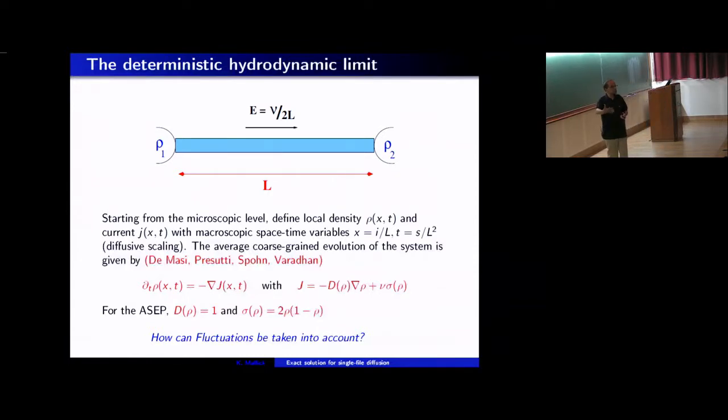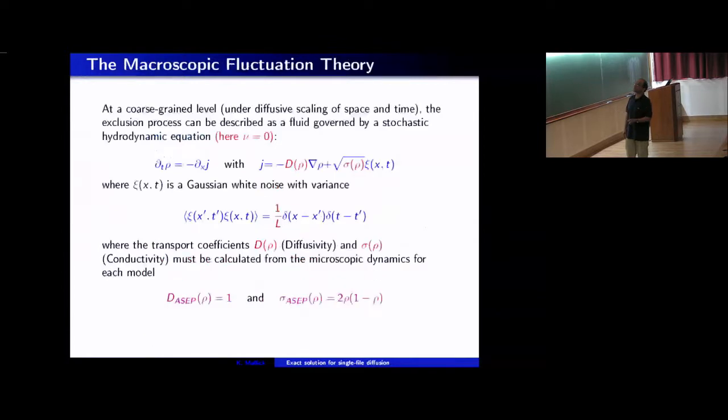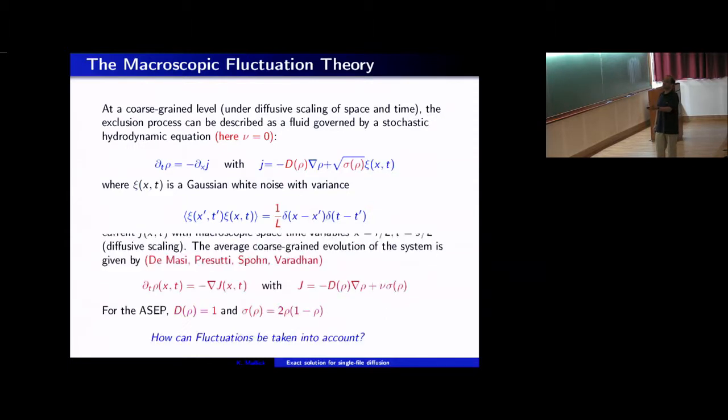We need to take into account stochasticity, randomness. And this was done more recently, mostly in the physics community, under the name of macroscopic fluctuation theory. There is a whole large deviation theory behind that, which is an extension of the Freidlin-Wentzell small noise theory to infinite systems with infinite degrees of freedom. I'm just going to give a very hand-waving understanding of it, but there is a rigorous theory behind it. The idea is to start from the previous equation.